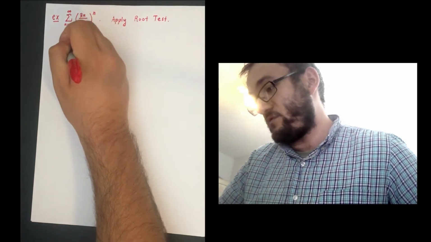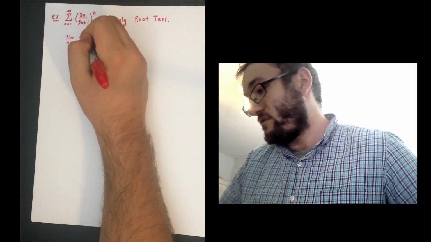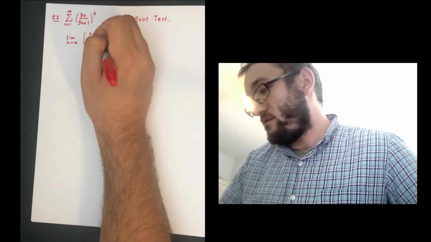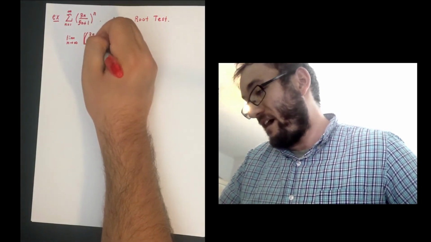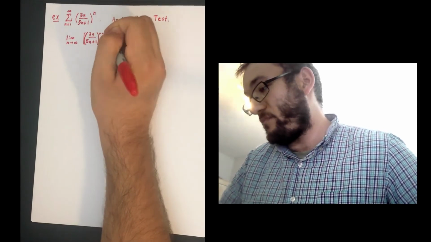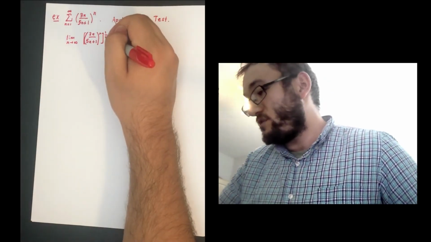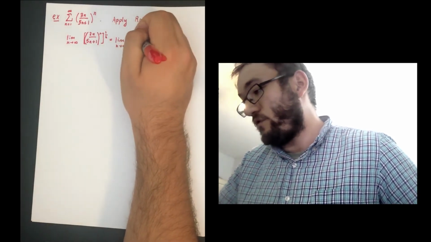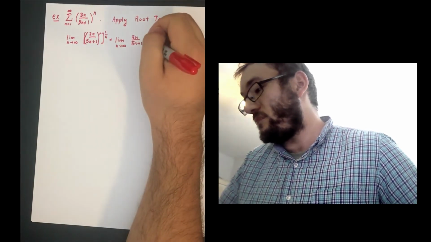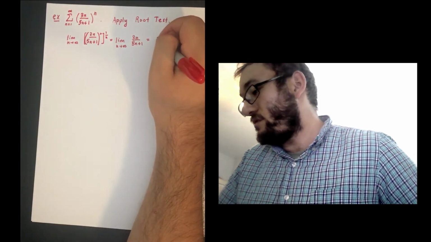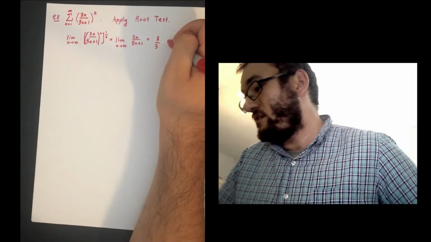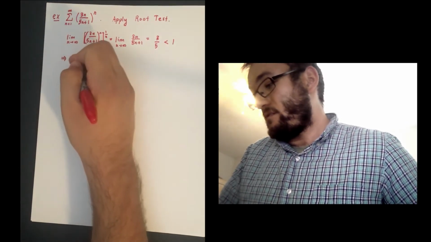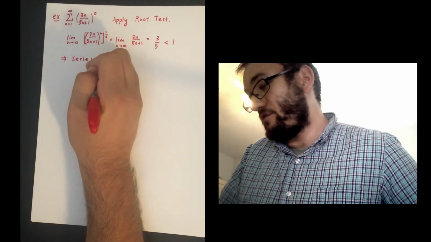So the limit as n goes to infinity of the nth root of 3n over 5n plus 1 raised to the nth power, and that's raised to the 1 over nth power. So obviously n times 1 over n is 1, so we're left with the limit as n goes to infinity of 3n over 5n plus 1, and this is equal to 3 over 5. This is less than 1, which means that the series is absolutely convergent.